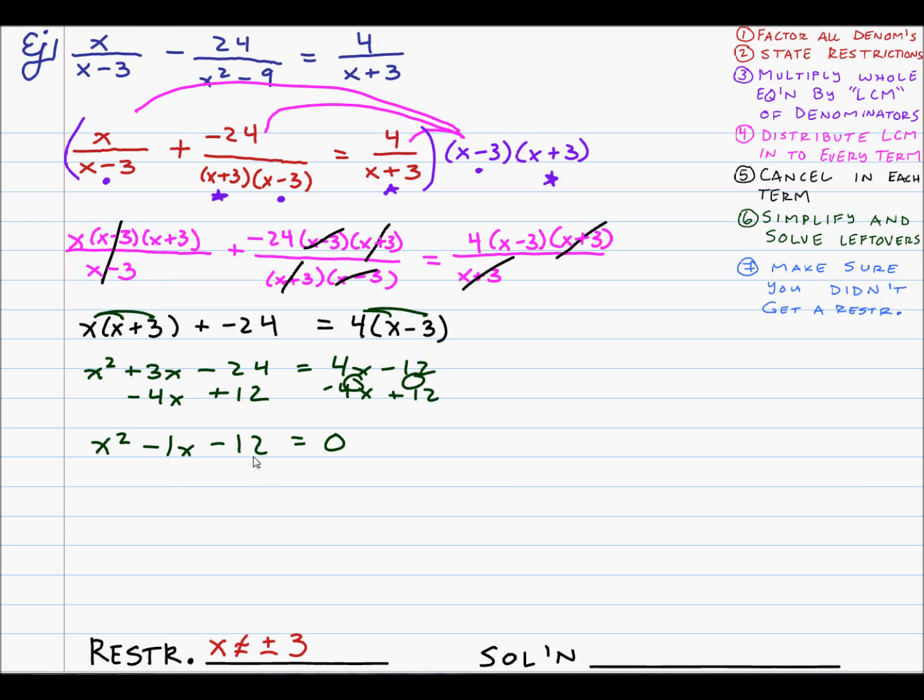So there is my equation. I got to figure out when this thing's equal to 0. Well, we can do that. This is just a diamond. And since it's just a equals 1, we can actually do this probably in our head. So what two numbers multiply to negative 12 and add up to negative 1? You tell me.